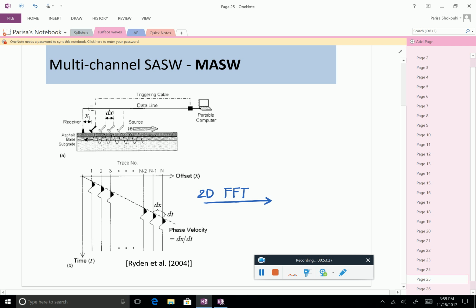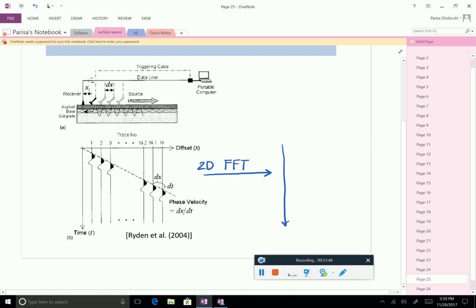There is not much, but this is important. The two-dimensional FFT, I think in MATLAB it's FFT2 or something like that. It's very simple. Instead of one signal, you take one matrix, and then you do the FFT, and you get immediately this dispersion surface, the collection of dispersion curves. Here, the offset between the transducers turns into wave number, and then time becomes frequency.